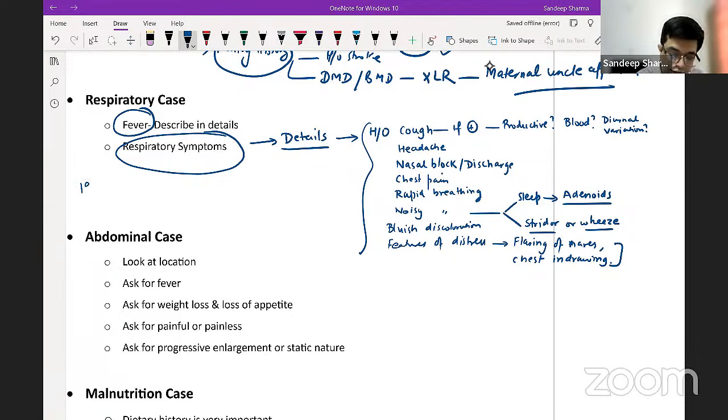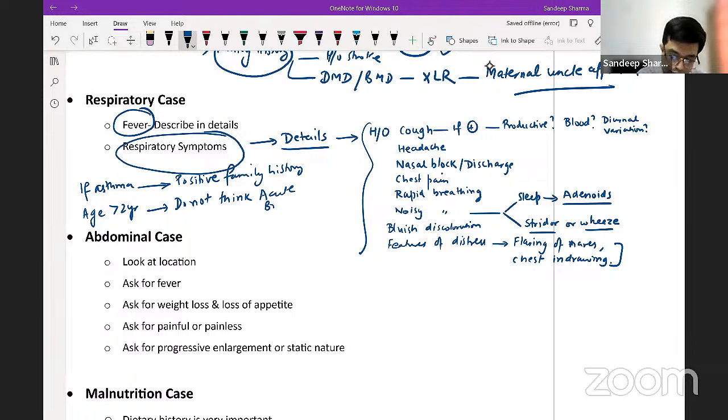If you are suspecting asthma, I've already told you, always look for a positive family history. It may or may not be present, but positive family history is usually present in the family. And also, age more than 2 years. Do not think of bronchiolitis.